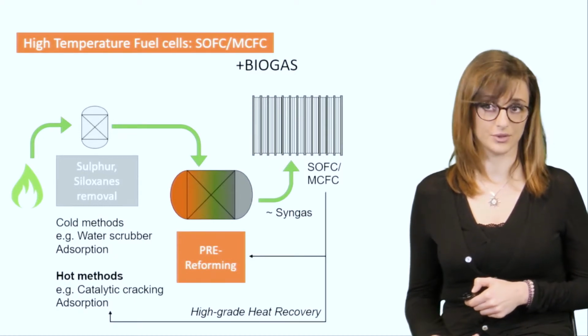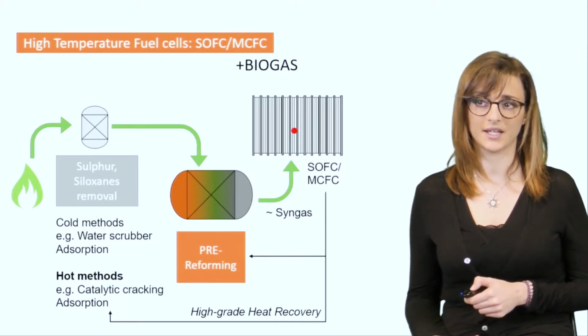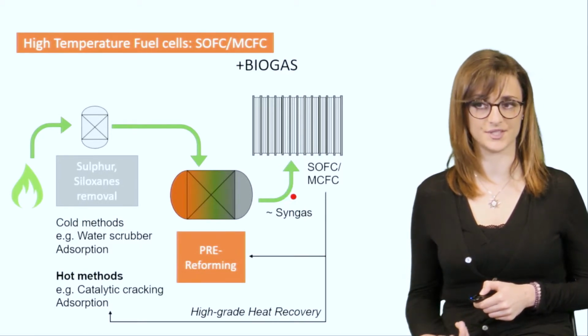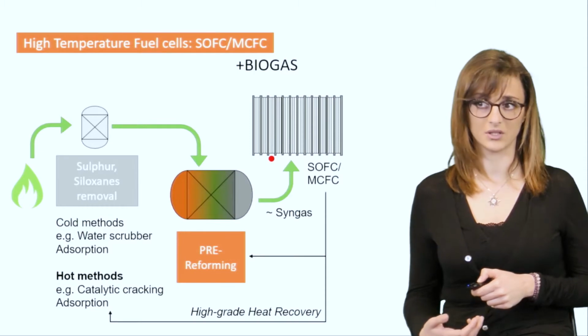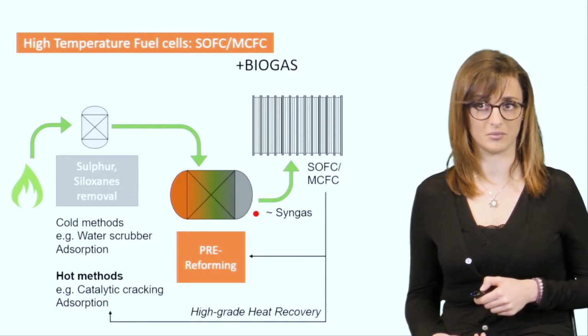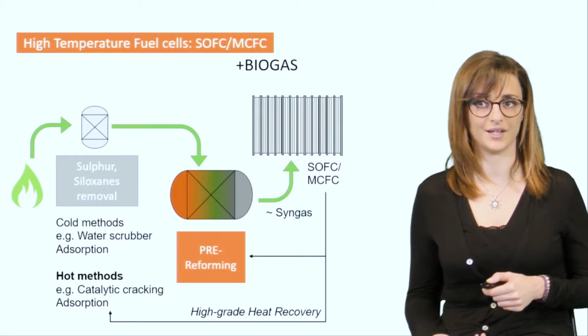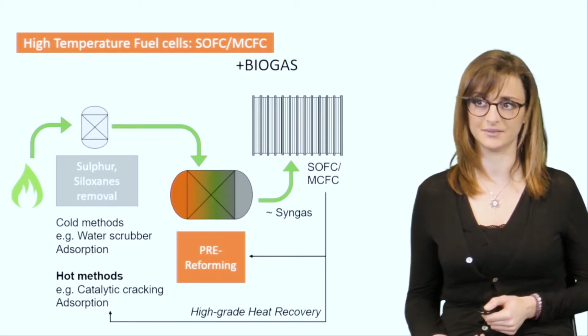After the cleaning, pre-reforming is done, and again we feed something similar to syngas to the fuel cell. So there would be some methane residual, CO2, hydrogen, and carbon monoxide.